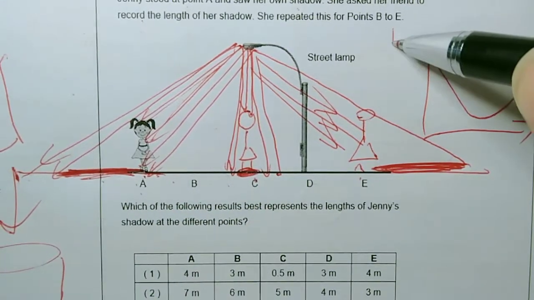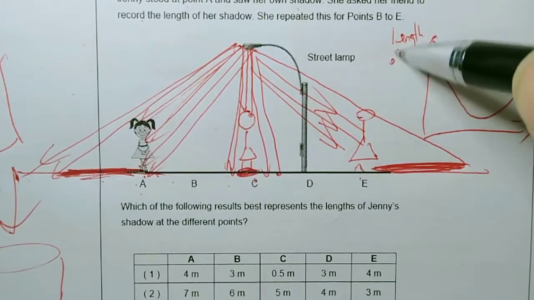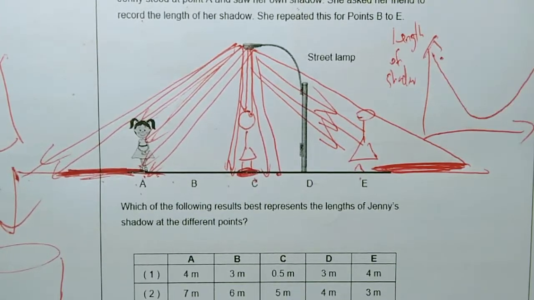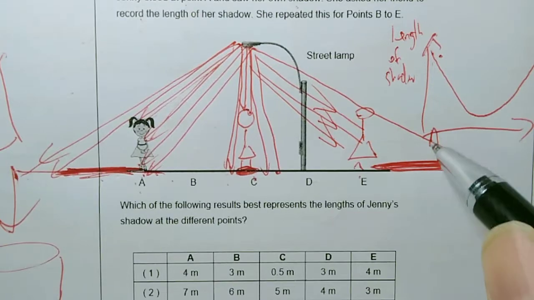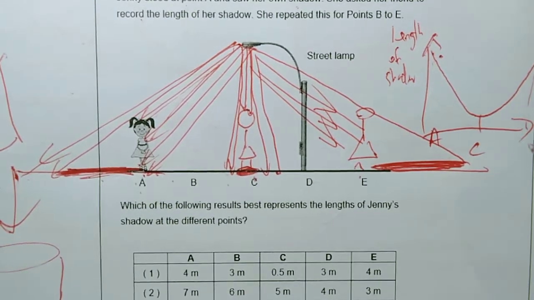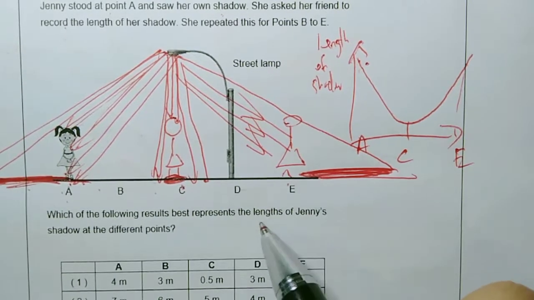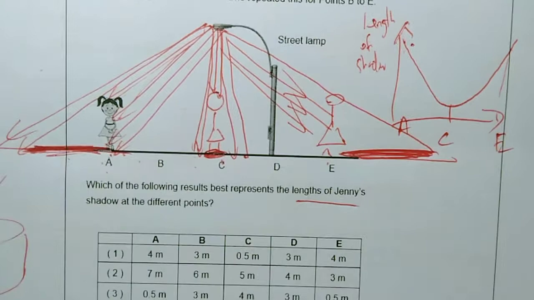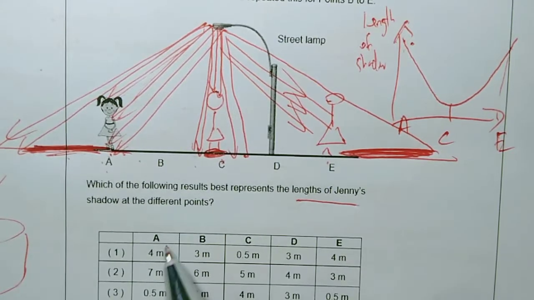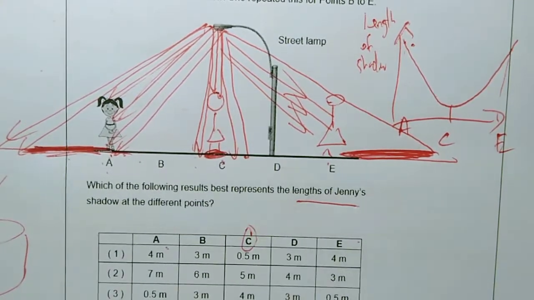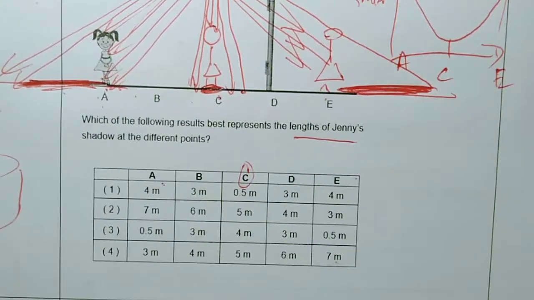If this is the length of shadow, and this is the distance, let's say at A, this is at C, this could be at E. Just to show you how it can be tested in a graph form. So which of the following best shows the length of Jenny's shadow at the different positions? So A and E, I expect C to be the shortest. So that's the first clue, C is the shortest.